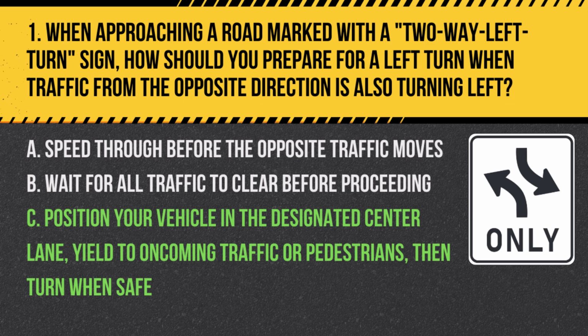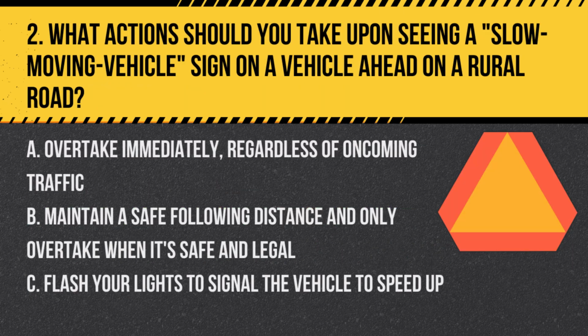Answer. C. Position your vehicle in the designated center lane, yield to oncoming traffic or pedestrians, then turn when safe. The two-way left turn sign indicates a lane where vehicles from both directions can turn left. It is important to use this lane correctly, yield to oncoming traffic or pedestrians, and only turn when it is safe to do so.